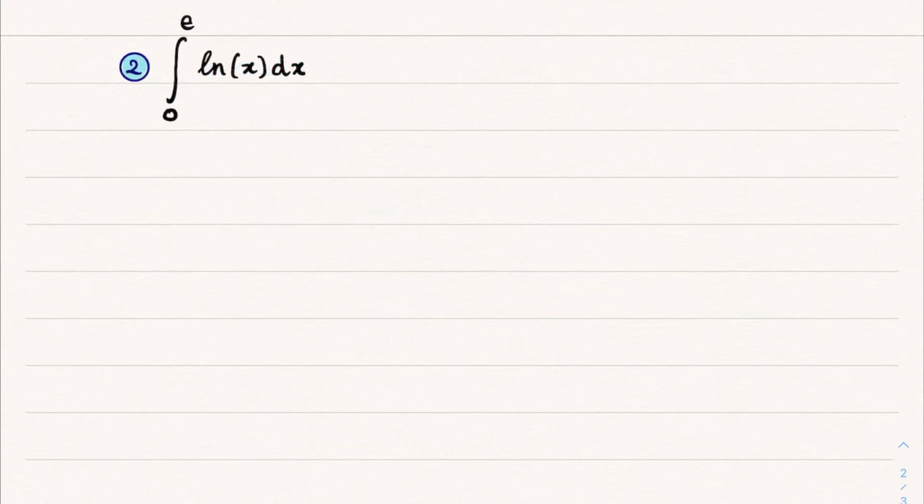The second integral is that of the natural logarithm of x, integrated from 0 to e, Euler's number. Even though we do not have an explicit product of two functions here, we can still use integration by parts to solve this integral. In fact, it's the only way to solve it. The trick is to consider the integrand as 1 times the ln of x, with the number 1 being a constant function. Then we need to choose f and dg.